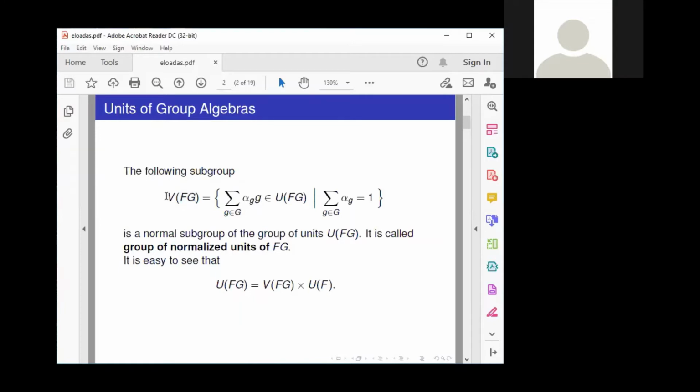And the following subgroup, which contains all the elements with augmentation equal to 1, is called the normalized subgroup of the group algebra. And it's a relatively large subgroup inside the unit group if the characteristic of the field is p and G is a p-group. And it's well known the unit group can be expressed as a direct product of the normalized group of units and the unit group of the field.